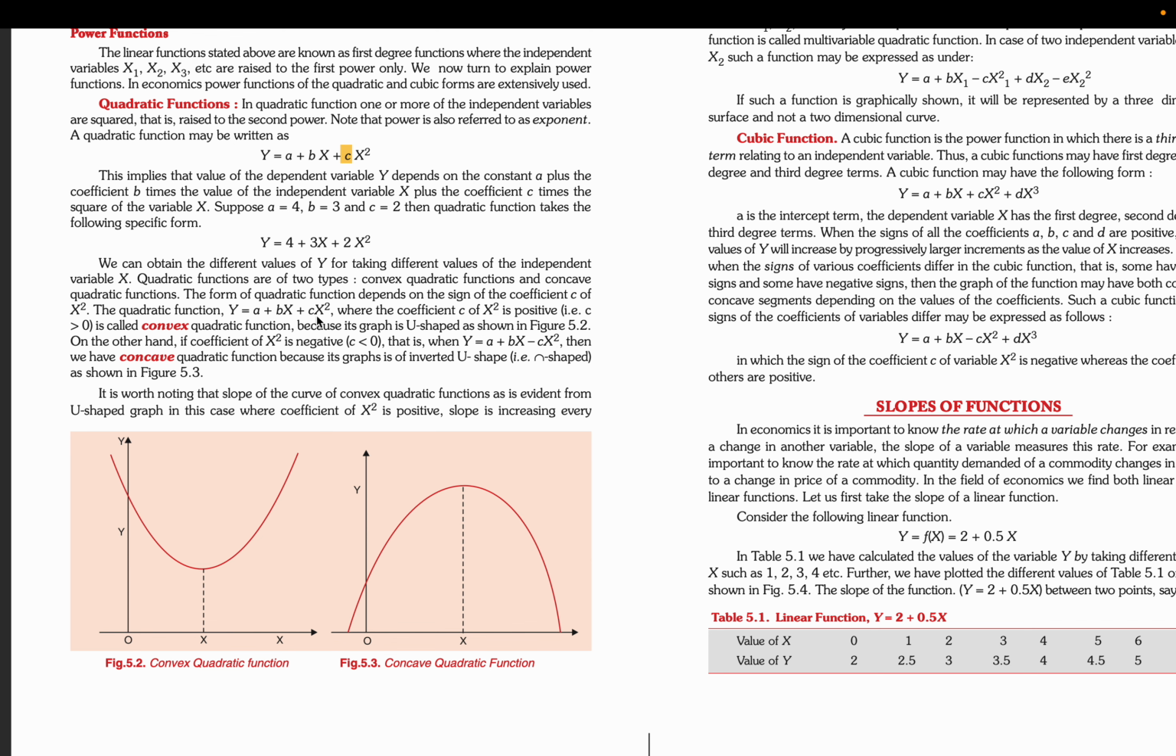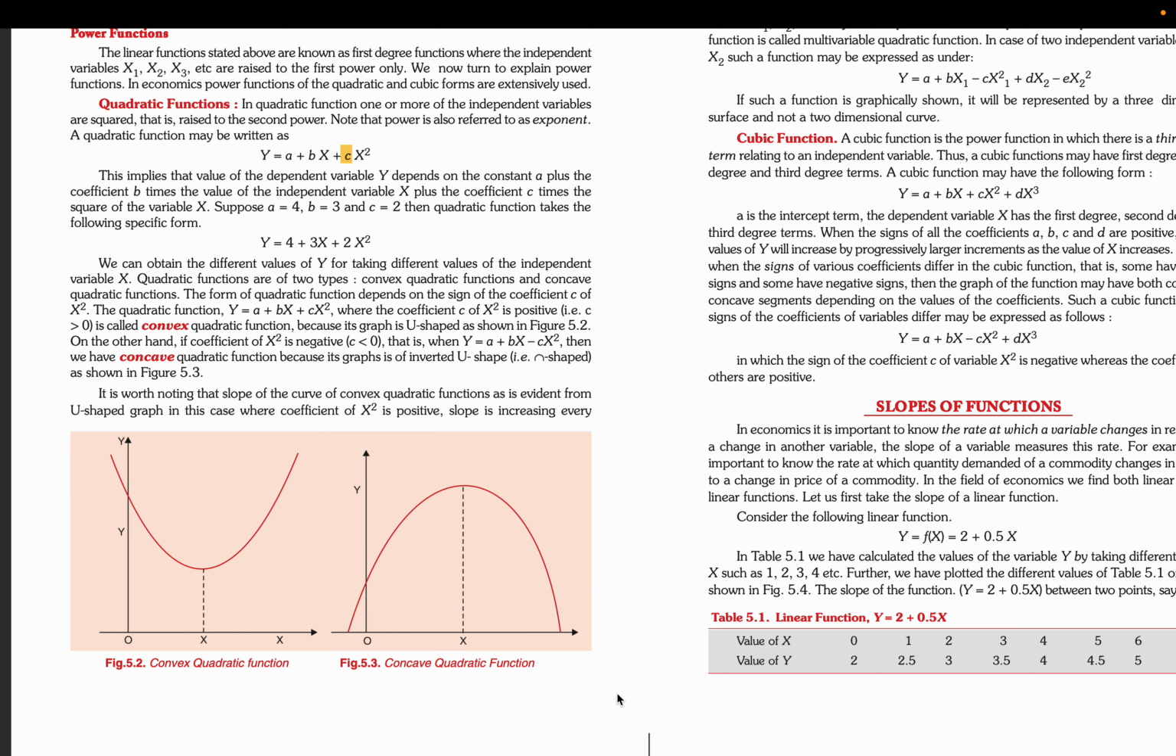So the coefficient c of x square is positive, that is c is greater than 0. It's called a convex quadratic function because the graph is u-shaped. On the other hand, if the coefficient of x square is negative, then we have concave quadratic functions because its graph is an inverted u-shape. Or upward facing parabola and downward facing parabola.